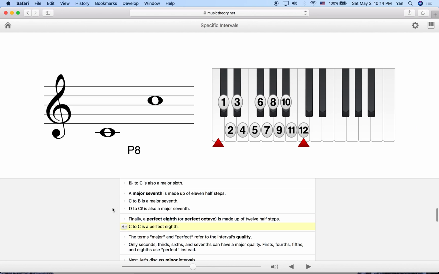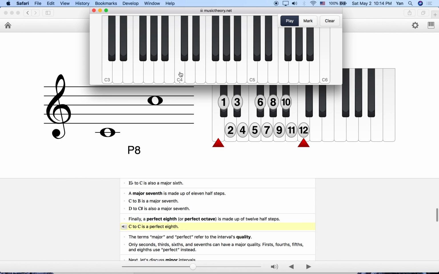So I want to mention that the perfect eighth is a little bit related to the unison because, for example, let me pull up the keyboard. The perfect eighth is the distance between C and the next C on the keyboard, right? Same thing with D. Now, the unison would be if you just play the same key twice, right? So it's the same C4. So the unison and the perfect eighth or the perfect octave are kind of related. So just keep that in mind.